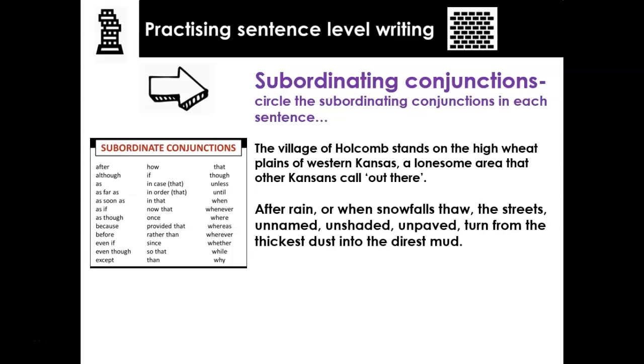What about this one? After rain or when snow falls thaw, the streets, unnamed, unshaded, unpaved, turn from the thickest dust into the direst mud. Brilliant. Here we've got it at the beginning of the sentence, after. So we can see also about subordinate conjunctions, they can sometimes be used within sentences. So that is being used within the sentence or after at the beginning of the sentence. But what they immediately do is create links between dependent and independent ideas.